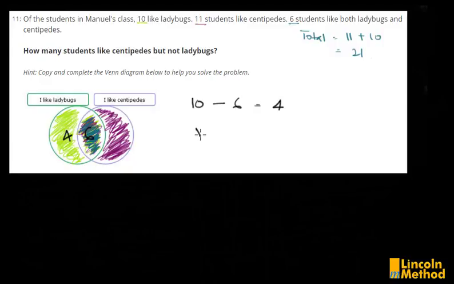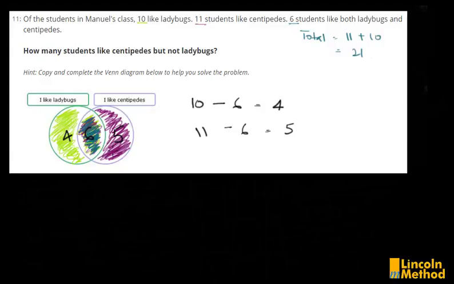So we do for this circle what we did for the first one. We take out 6 from 11. Since 6 is the number of students who like both of these, we need to find out the number of students who only like centipedes. 11 minus 6 is 5, so this remaining circle is 5 here. It's representing these 5 people.